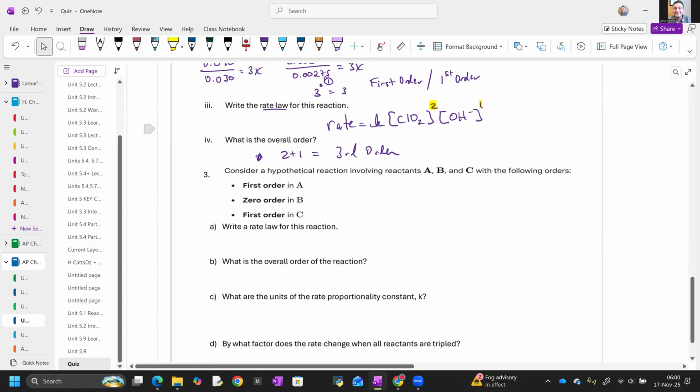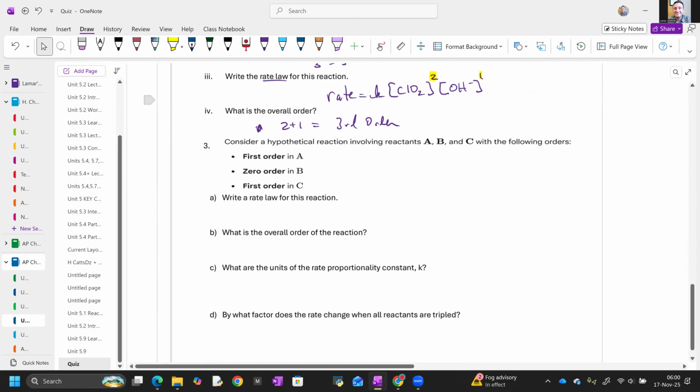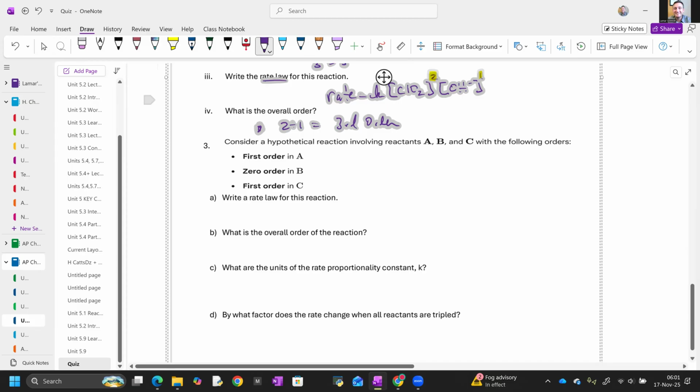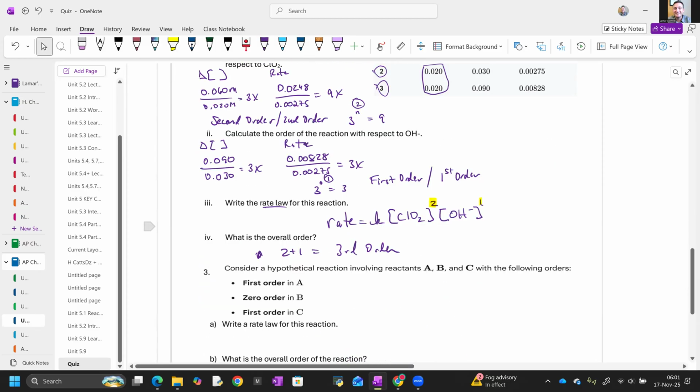Now we're going to question number 3, and we see that this is a hypothetical reaction of A, B, and C with the following orders. It says first order with regard to A. So we have to write a rate law that says it's first order with regard to A, zero order with regard to B, and first order with regard to C. And so let's take a look at that real quick. Something happened to the computer there.